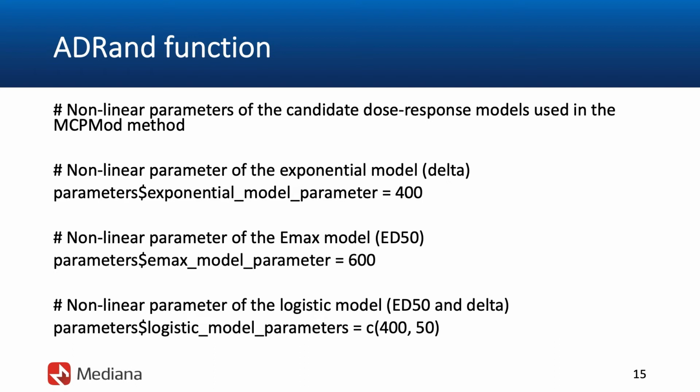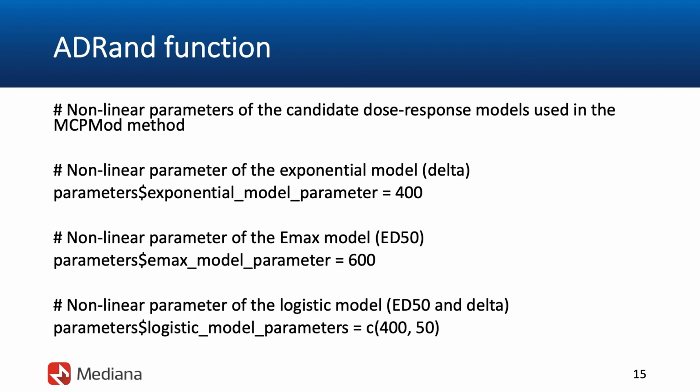The next model to be used as part of this MCP-Mod method is the Emax model. And the parameter that needs to be specified for this model is the ED50 parameter. This is the dose at which half of the maximum effect is observed. And here we assume that this will happen at the 600 milligram per day dose.